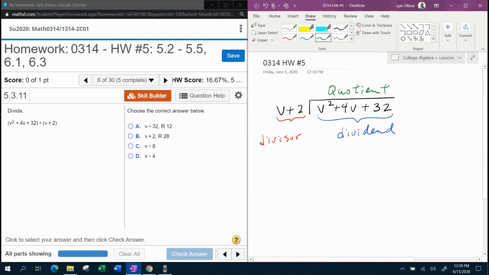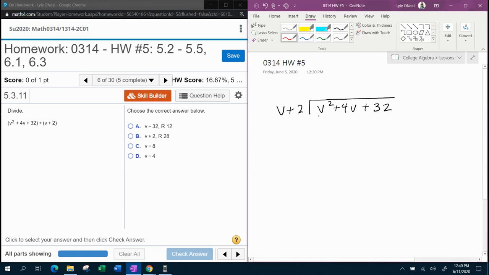So there's a lot of terminology going on here. You need to know what each word means when I mention it so you know what I'm talking about. All right? Now, we need to erase that stuff so we can actually do the problem. And we're trying to figure out the first term of the quotient, okay?